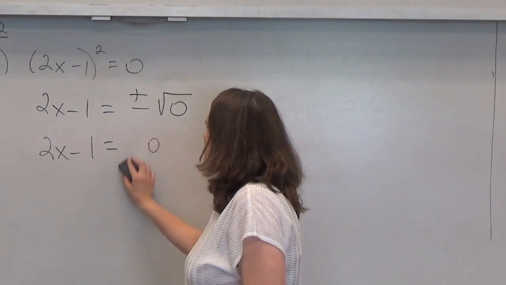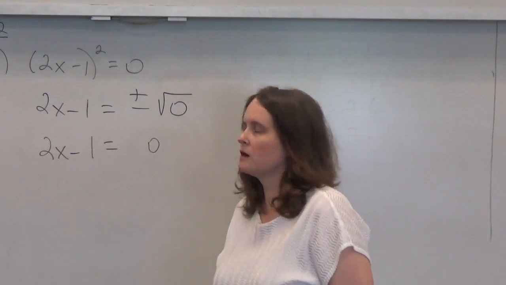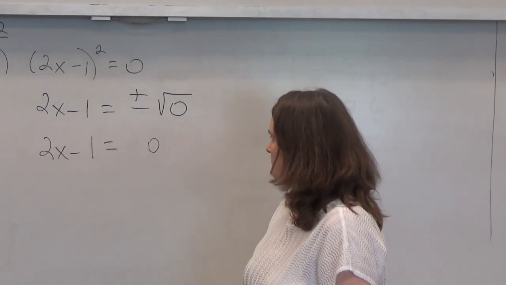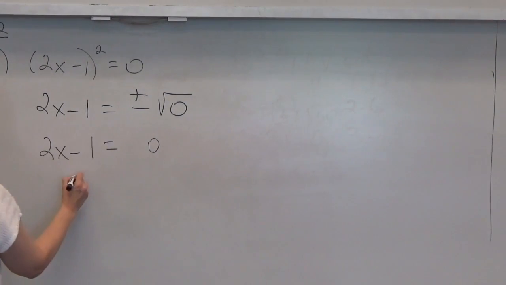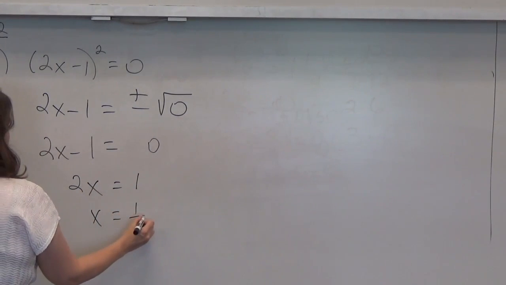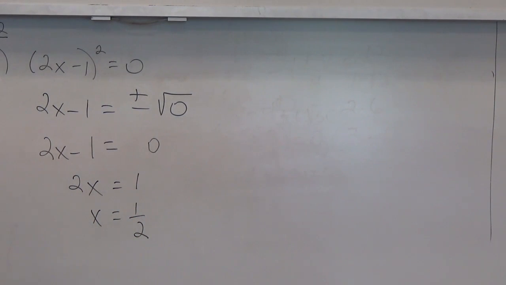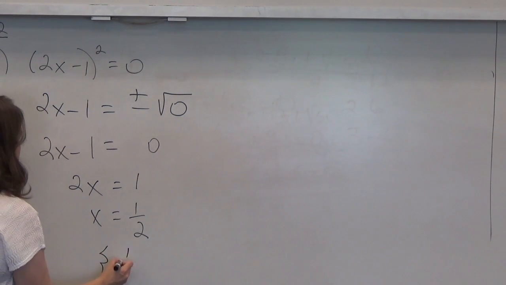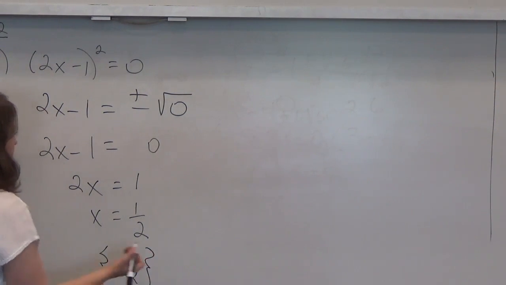So we've got 2x minus 1 equals 0, and we'll go ahead and solve this for x. So let's add 1 to both sides, divide by 2. We get x equals 1/2. Again, if we are asked to write this in set notation, we'll just simply list 1/2. That's the only number that goes in there.